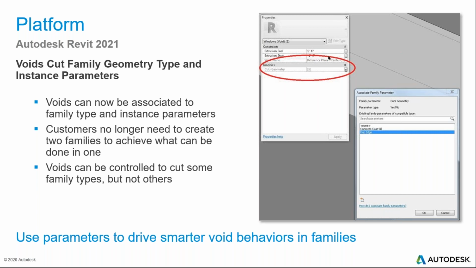Another key capability which has been enhanced is adding void cuttability to the family geometry by using type and instance parameters. Voids are often used in Revit families, and in some cases can be the defining difference between family types. This particular enhancement will be useful for countertop families that utilize different fixture inserts, or for window families that utilize sills with and without drip edges.